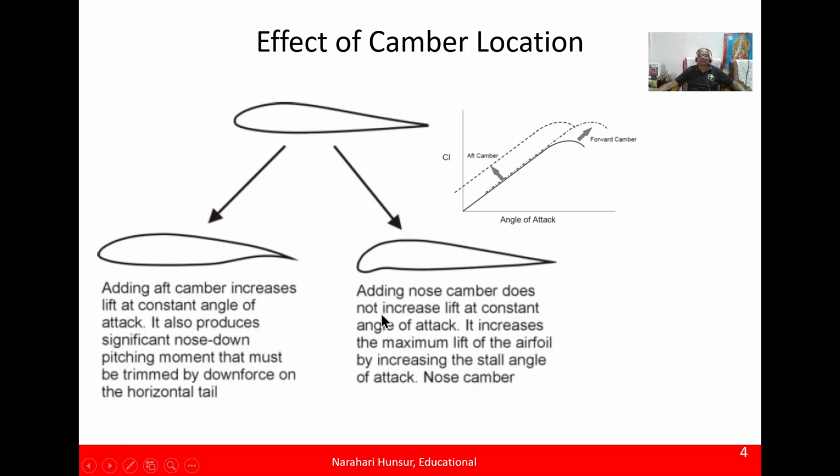Adding nose camber does not increase the lift at constant angle of attack. However, it increases the maximum lift. So you can see this dotted line has changed this way. It has not changed the CL at lower angles of attack, but now the stalling angle has changed. So let's look at why this happens this way.